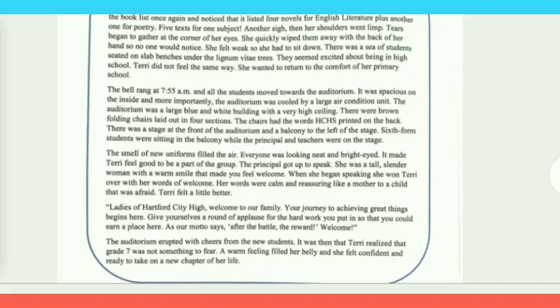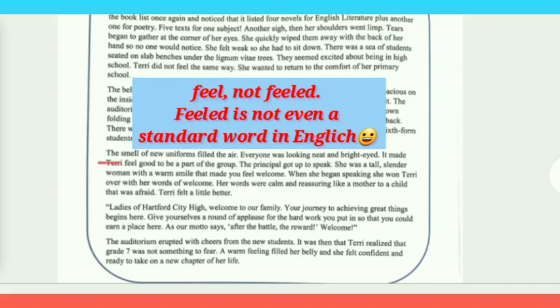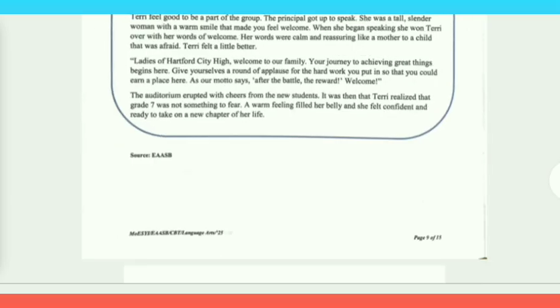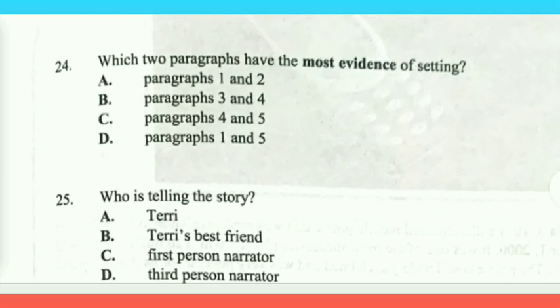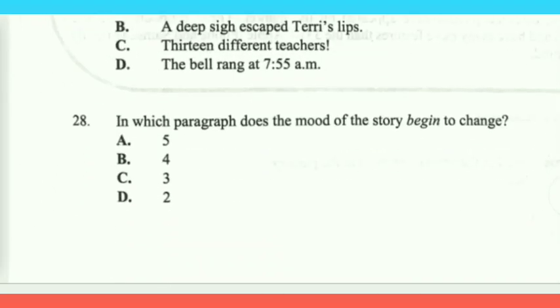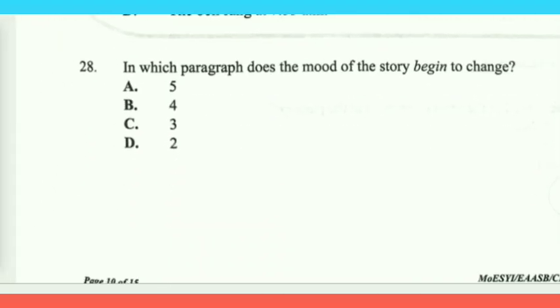I think it's paragraph 3 when it speaks of, here it says, Terry felt good to be a part of the group. So here now, after she sees different things happening and she saw the principal, and here in the end again, in paragraph 3, it says Terry felt a little better. So I'm going to stick to paragraph 3, as in when the mood began to change. Alright? And paragraph 3 is at C.